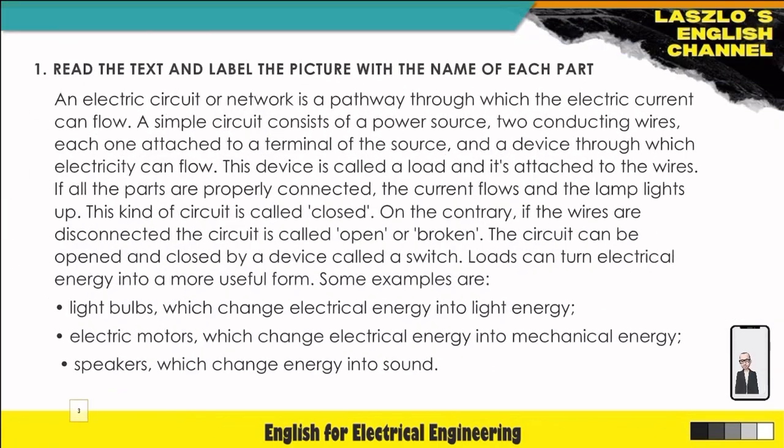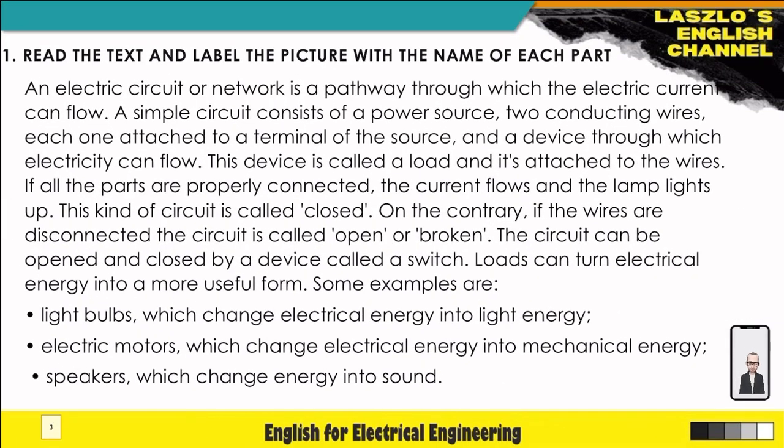Okay, so let's take a quick look at our first text. We are going to read the text first, and then there will be a picture where we will have to write down the names of the different parts. So let's just read this one quickly. An electric circuit or network is a pathway through which the electric current can flow. A simple circuit consists of a power source, two conducting wires, each one attached to a terminal of the source, and a device through which electricity can flow. This device is called a load, and it's attached to the wires.